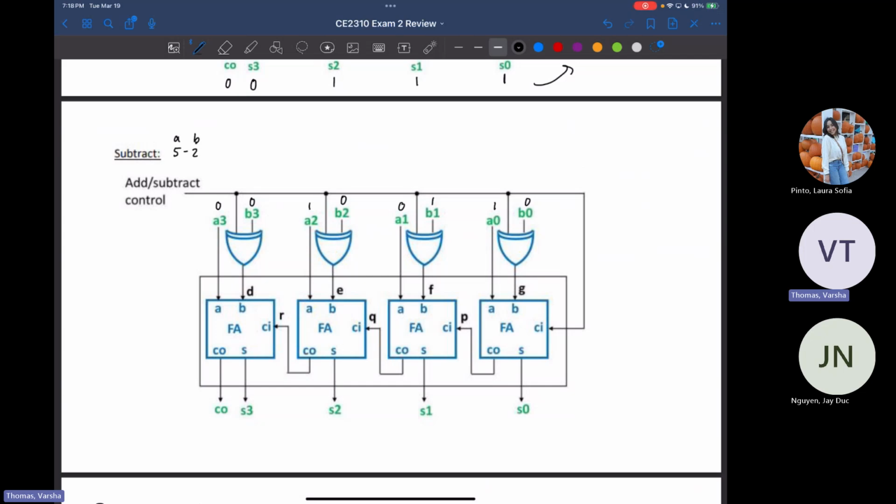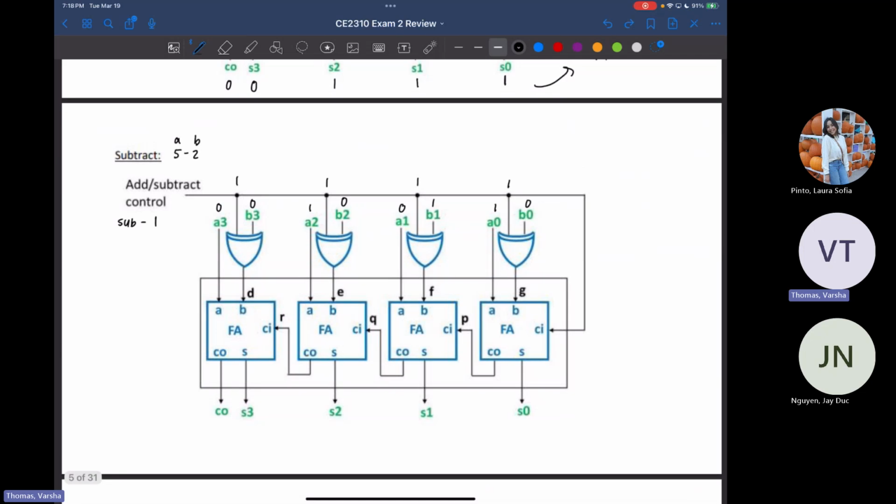Or I should say 2 as a 4-bit binary. So now since we're subtracting, we're going to set this control to 1. And you'll see how this changes things up. Now, all the XOR gates are connected to a 1. So once again, starting on the right side, we have this XOR gate.